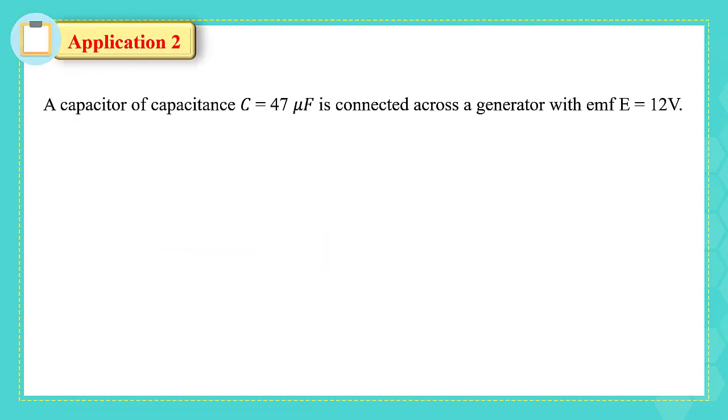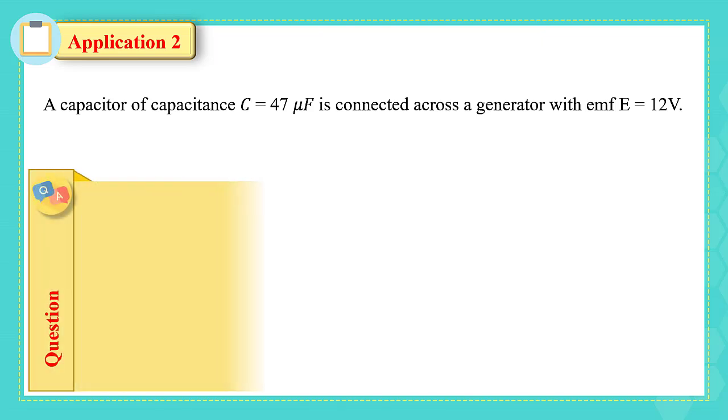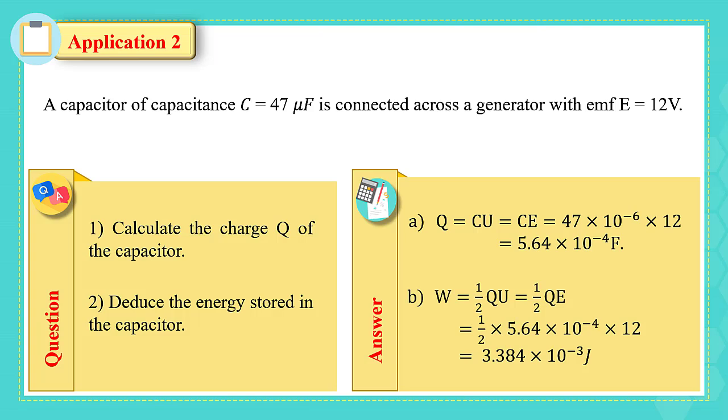Application number 5. A capacitor of capacitance C is equal to 49 microfarad is connected across a generator with EMF E is equal to 12 volts. Part A, I have to calculate the charge Q of the capacitor. I have to apply this formula to get 5.64 times 10 to the power minus 4 coulomb. I have to convert from microfarad into farad using 10 to the power minus 6. And in part B, I have to deduce the energy stored in the capacitor.